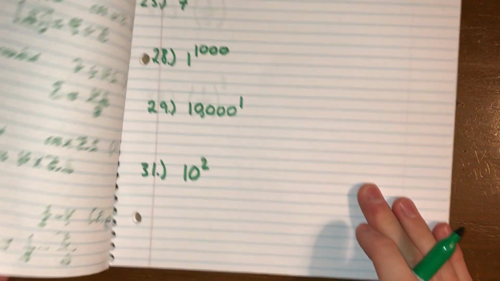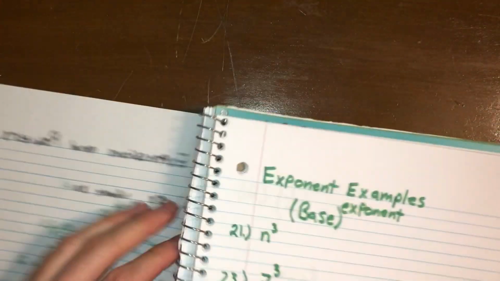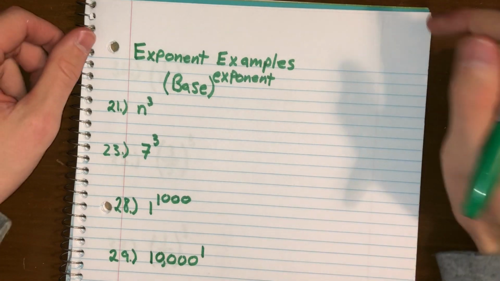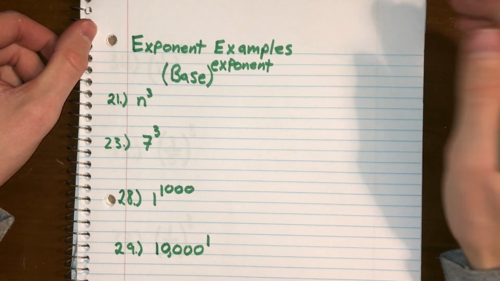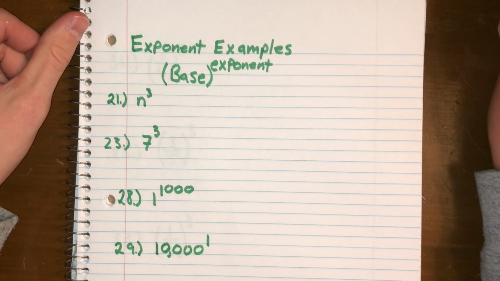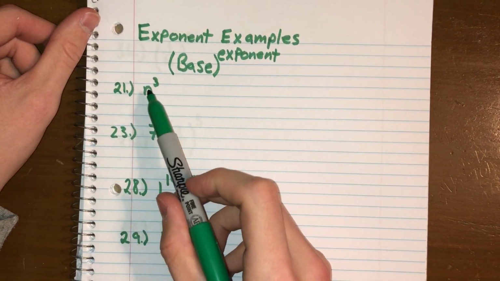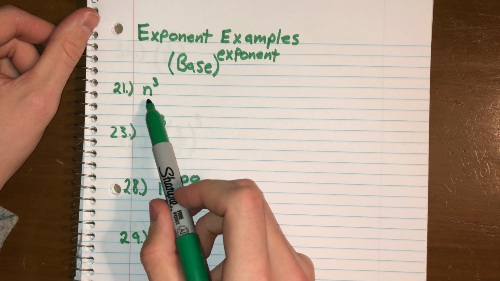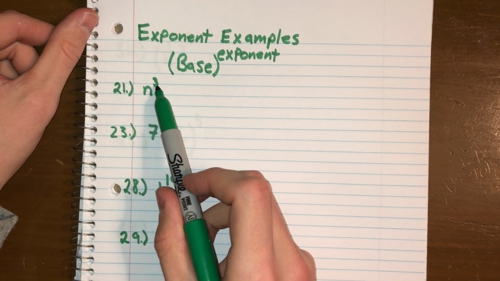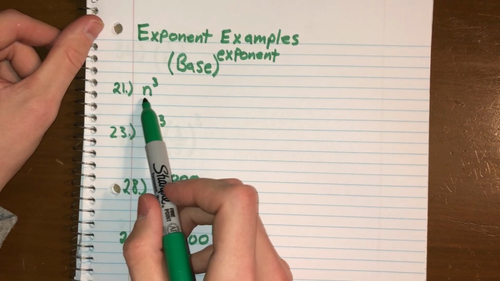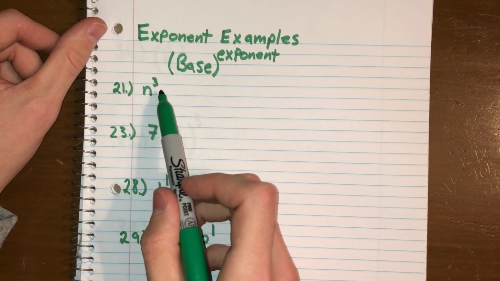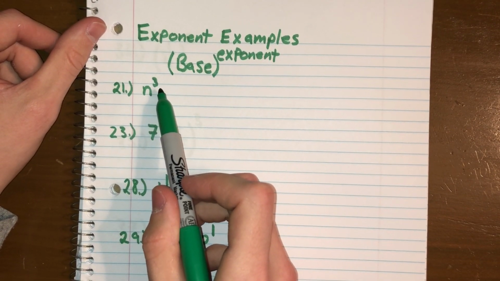Alright, now I'll move on to some examples involving exponents. And now, for those of you who don't know, just a little terminology. When you're dealing with expressions such as n raised to the power of 3, n is what's known as a base, and the 3 is known as the exponent.